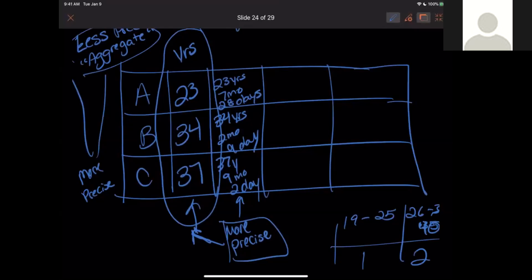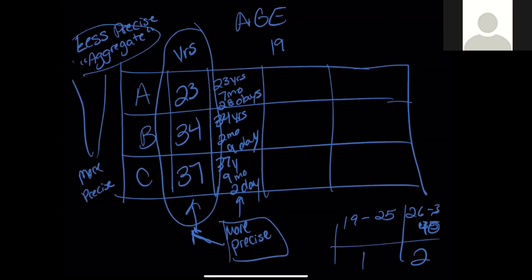If, however, we ask, are you 19 to 25 or 26 to 40, this person is 19 to 25, and this should be 26 to 40. This is how we ask the question. We don't ask how many years old are you. We ask which of the following best describes you: 19 to 25 years old, 26 to 40 years old, etc.